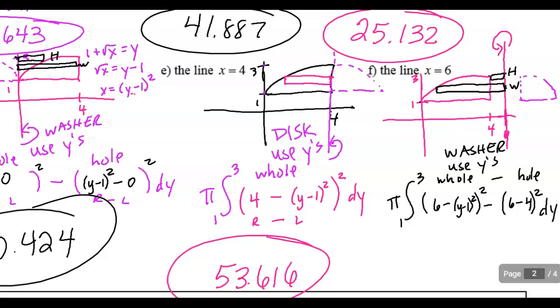Pi. Math. You can see why it took us a few days to go through this. These are not quick problems. They're not quick problems to understand either. So 6 minus parenthesis minus 2 squared is 4. Woo, that's a big one, but that is kind of the biggest.